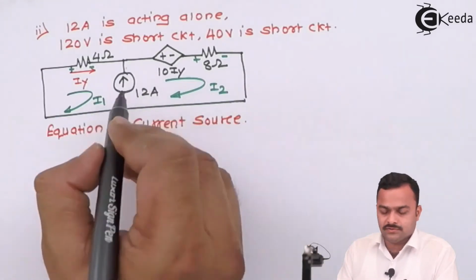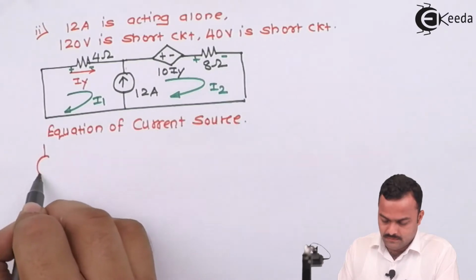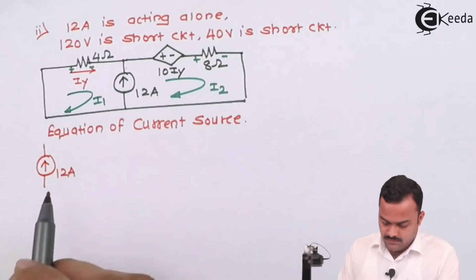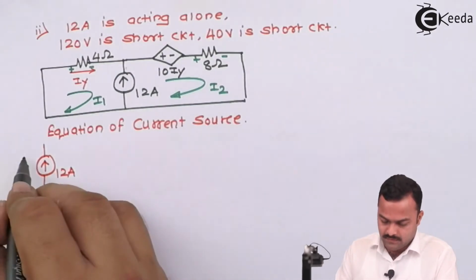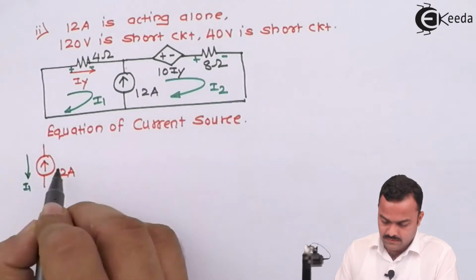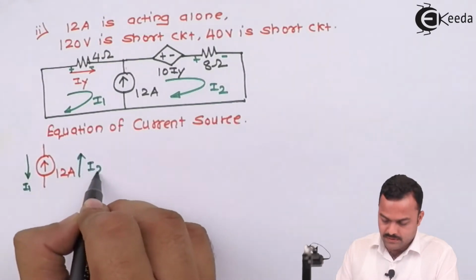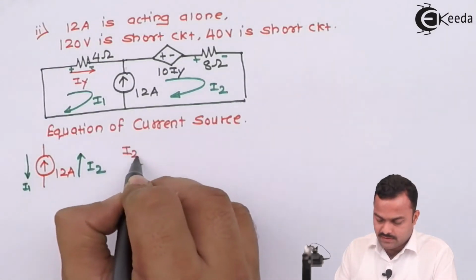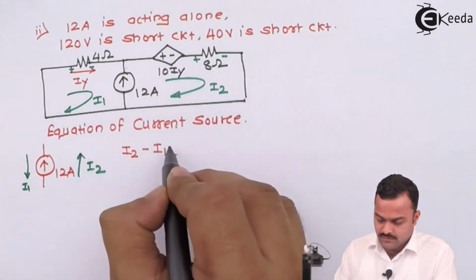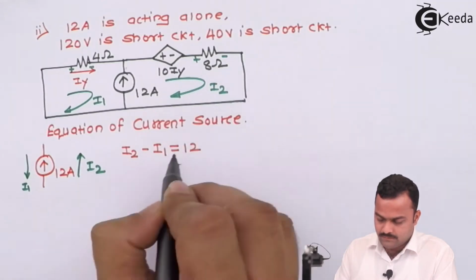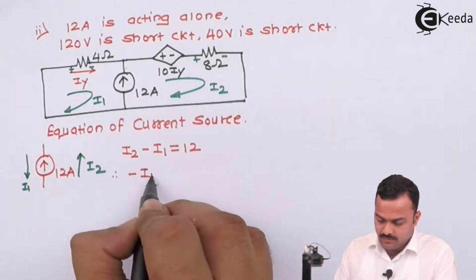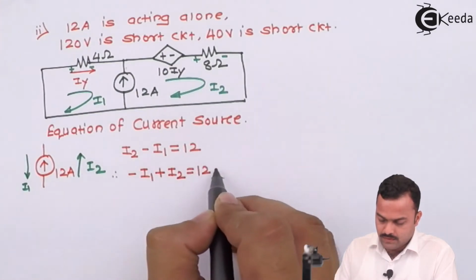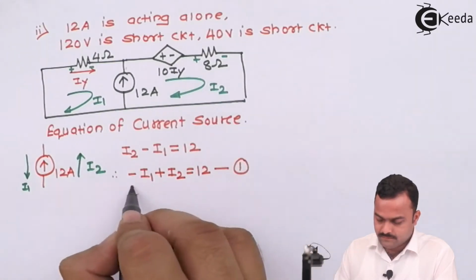By taking the current source out of the circuit, there are two currents. I1 is in this direction and I2 is in this direction. If you see carefully, the I2 current is matching with the current direction given with the current source. So I2 minus I1 is equal to 12. Let's rearrange the terms properly: minus I1 plus I2 equal to 12, as equation number 1.